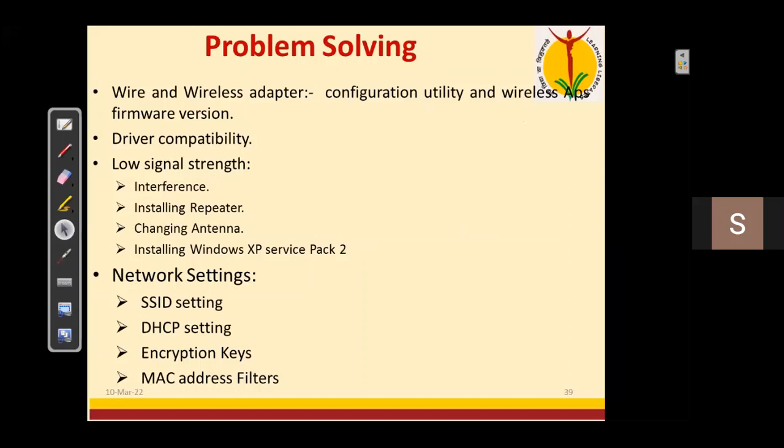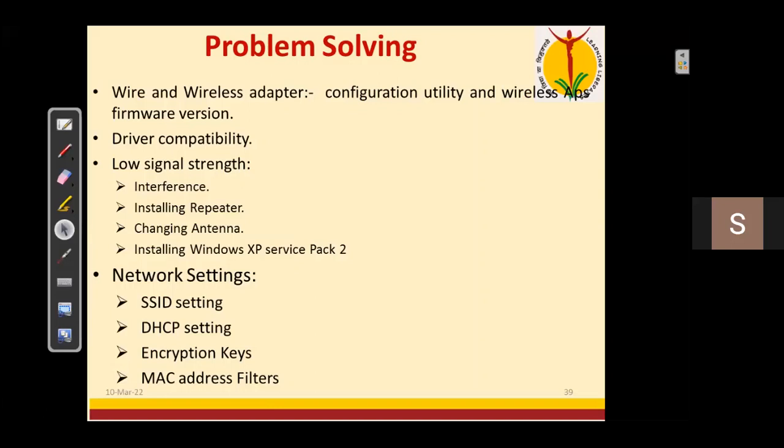So what are the problems? For this Wi-Fi, first we have to configure whatever devices are connecting to these particular networks, so we have to have driver compatibility. And if the signal strength is low, it is definitely going to cause interference from some other devices, so therefore we need to install repeaters. To increase the directionality, we have to change the direction of the antennas.